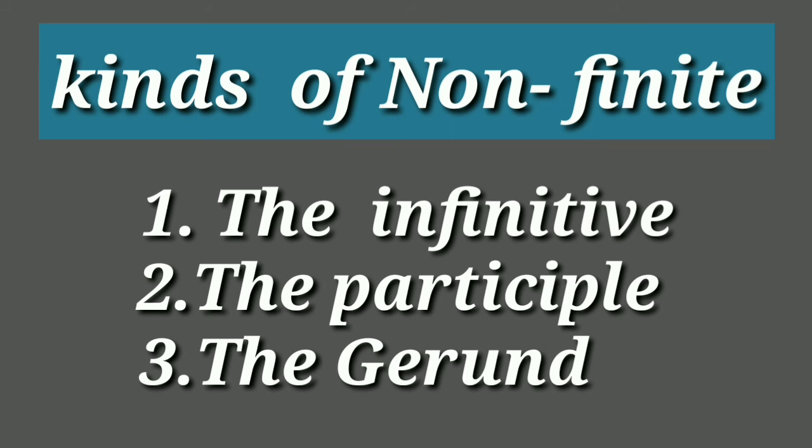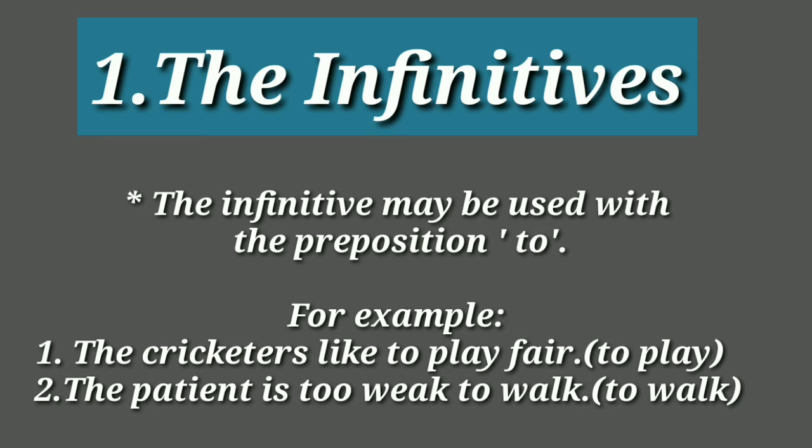There are three kinds of non-finite verbs: the infinitive, the participle, and the gerund. The infinitive. The infinitive may be used with the preposition to. Let's see the examples. The cricketers like to play fair. The patient is too weak to walk. In these sentences, you would have noticed that although the words after to are verbs, they have been used here as nouns. The infinitive acts as a noun and thus can be the subject or an object of a verb.